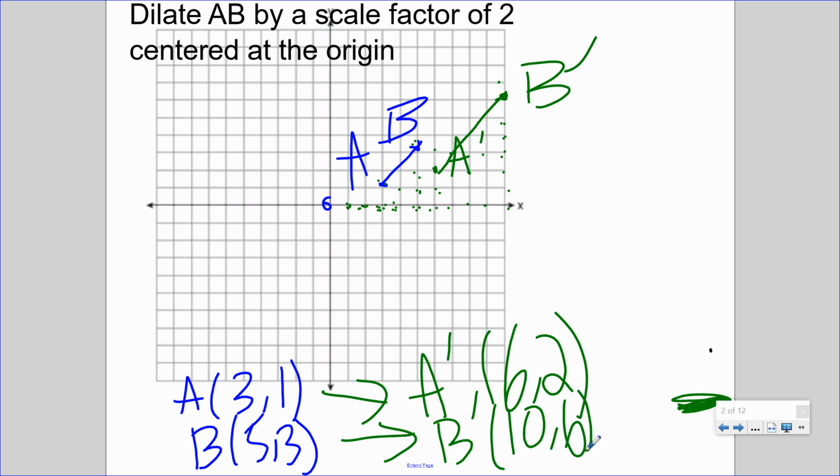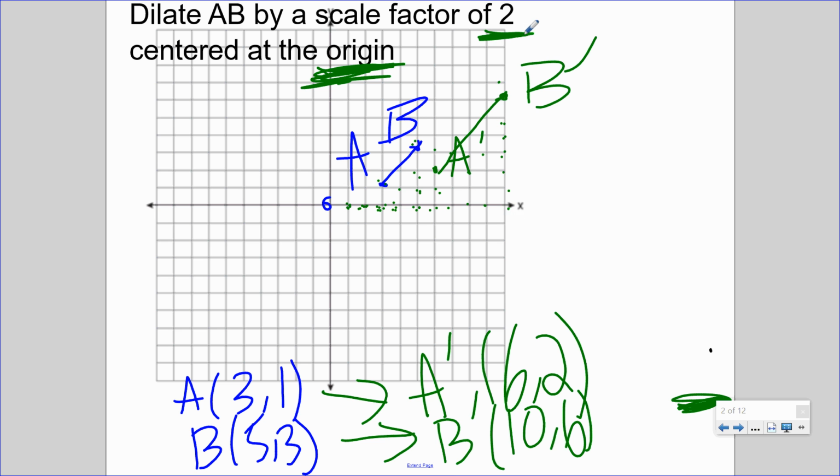Now, similarly to when we dilated shapes, if we were centered at the origin, we multiplied by the scale factor. And it's the same thing here. If I'm centered at the origin, I'm multiplying the scale factor by the coordinates. So with dilations, whether it's line dilations or shape dilations, we're always multiplying by the scale factor.